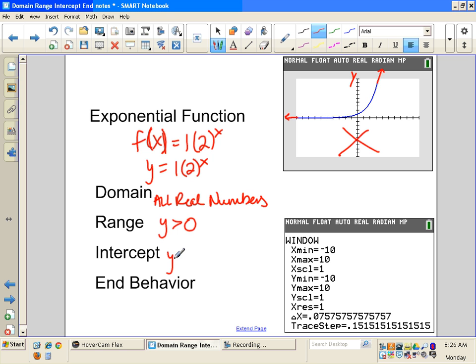The y-intercept here, pretty easy to see, it crosses at 1, so it's crossing the y-axis at 1. And since we just said it never touches 0, there's no x-intercept.